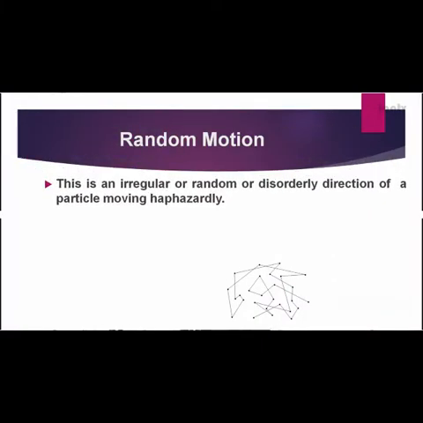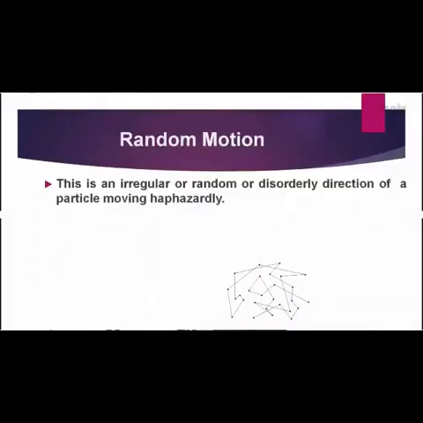For random motion, it is an irregular or random or disorderly direction of particles moving haphazardly, meaning it has no direction. A trader who wants to get to a marketplace and has no particular place to move has no direction at that point in time because she's going in search, looking for a particular place to lay her wares. When she finds a place where she can sell her goods, she will no longer be operating under a random motion. This time, it's a different form of motion.